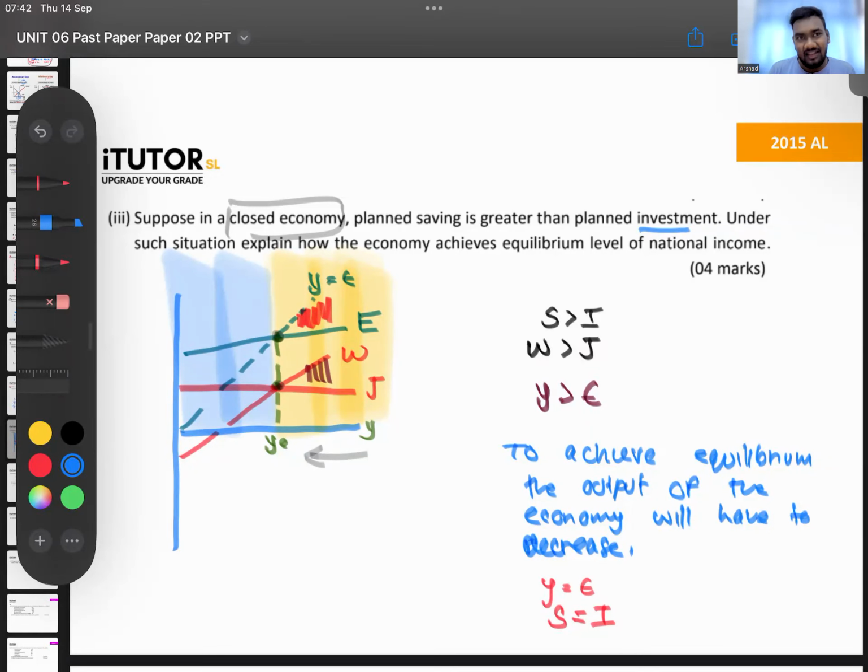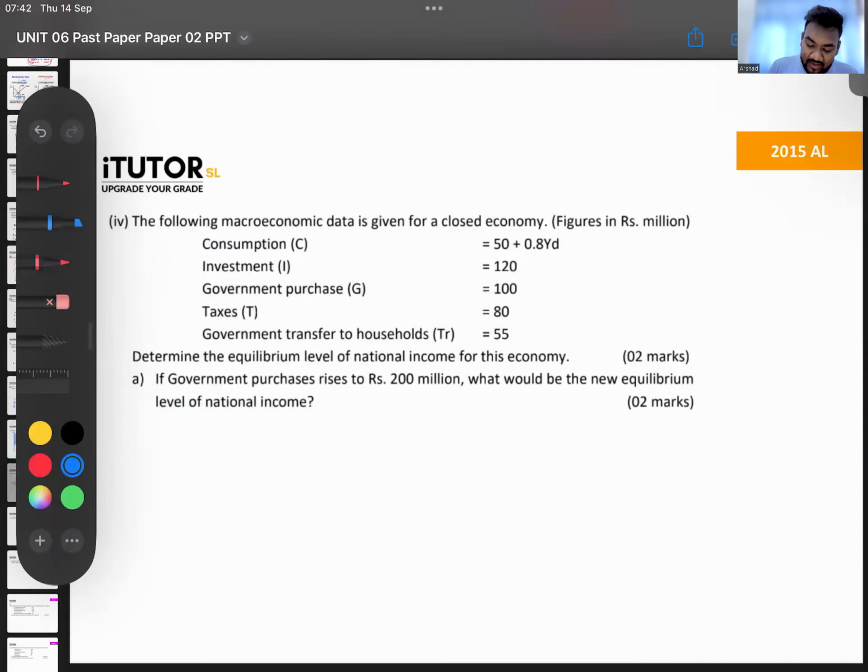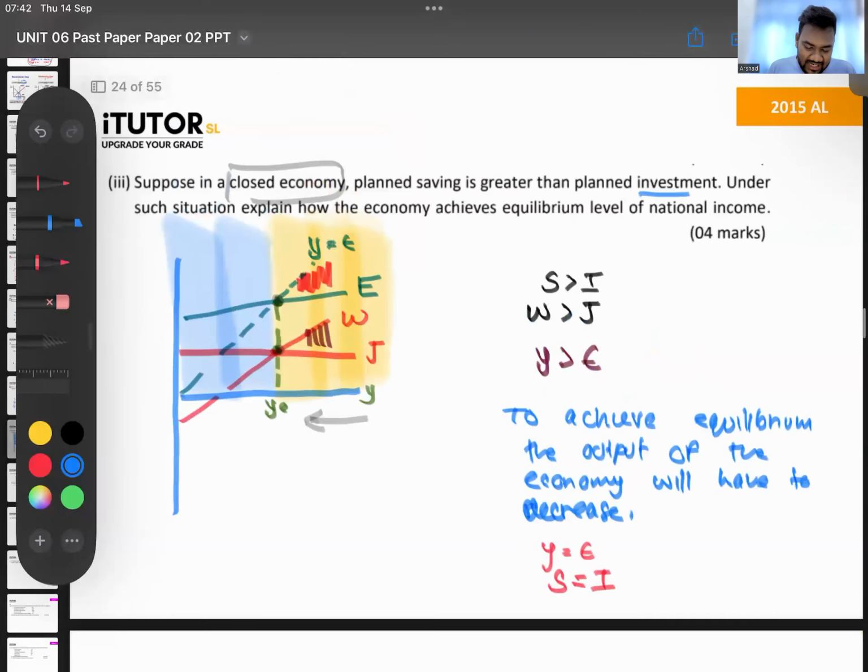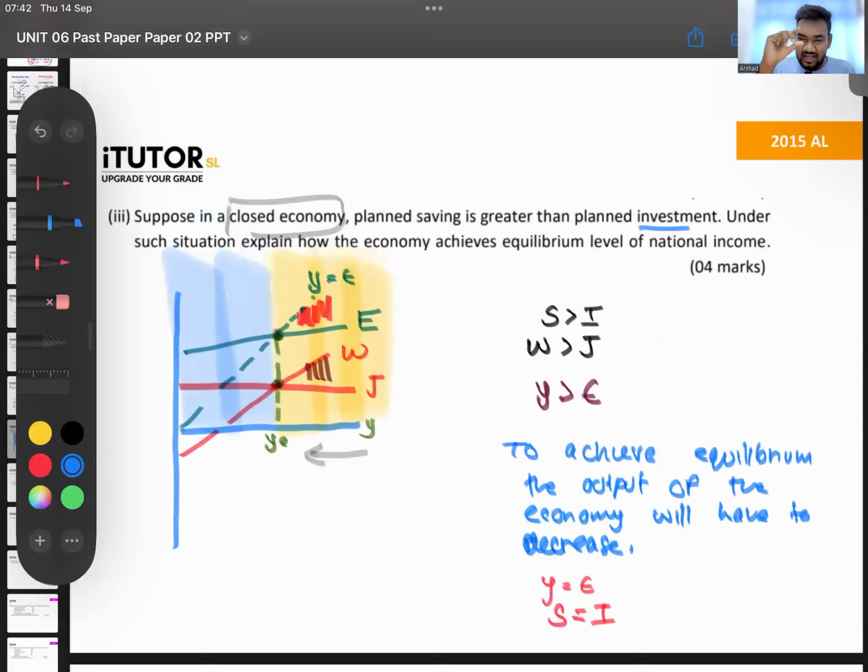Yes, I think my numbering is a little off here for question number 4. The following macroeconomic data is given for a closed economy. For a 4-mark question, ideally your answer can have 2 paragraphs or maybe 4 proper points. Points in the sense not one small point, but one small paragraph of 2 to 3 lines. You can have 4 small paragraphs like that, or 2 big paragraphs, one of 5 lines, another of 5 lines. I think it's enough.